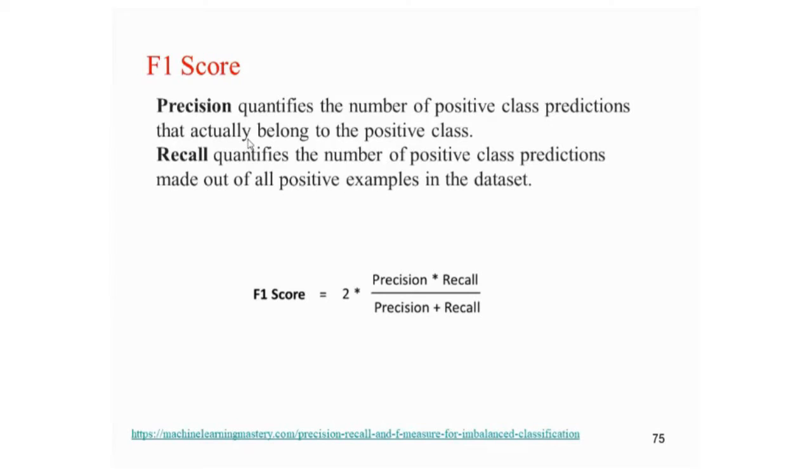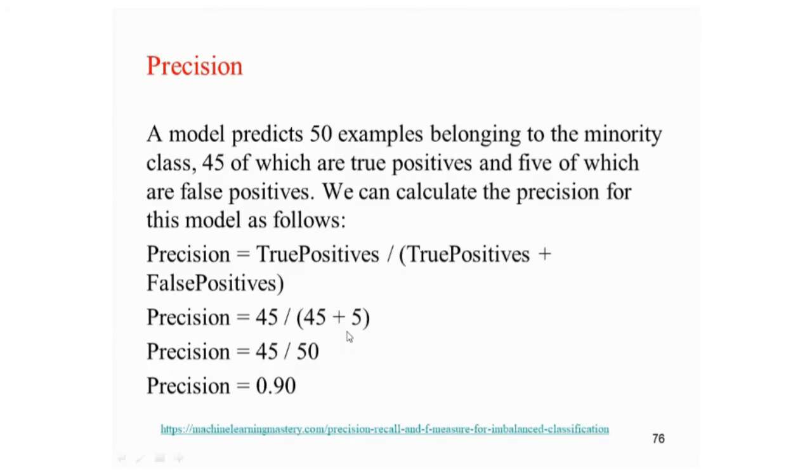Precision quantifies the number of positive class predictions that actually belong to the positive class. Recall quantifies the number of positive class predictions made out of all positive examples in the data set. And through the harmonic mean you can get the value for the F1 score. Take this example; anyway, we have used multi-class, here I have taken the binary class. We will also see one example for the multi-class.